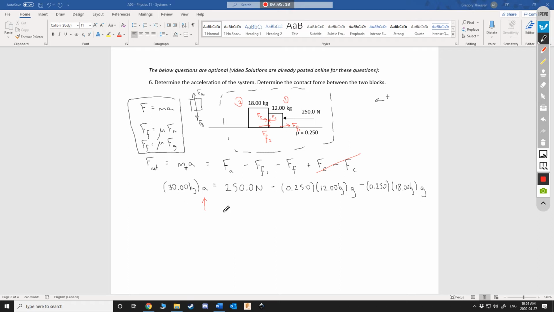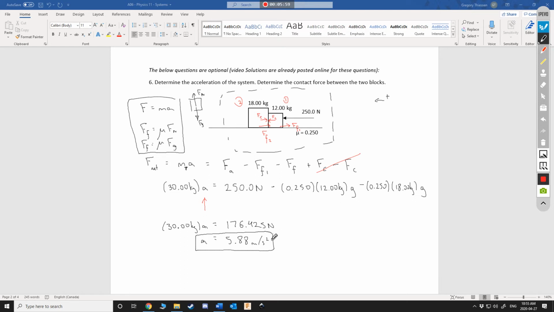Just plug this in, we have 250, and we're going to subtract 0.25 multiplied by 12 multiplied by 9.81. Then we're going to subtract 0.25 multiplied by 18 multiplied by 9.81. So we end up with 30.00 kilograms times our acceleration is equal to a net force of 176.425 newtons. Now we can just divide both sides by 30 and we get an acceleration of this object of 5.88 meters per second squared. So 5.88 meters per second squared.